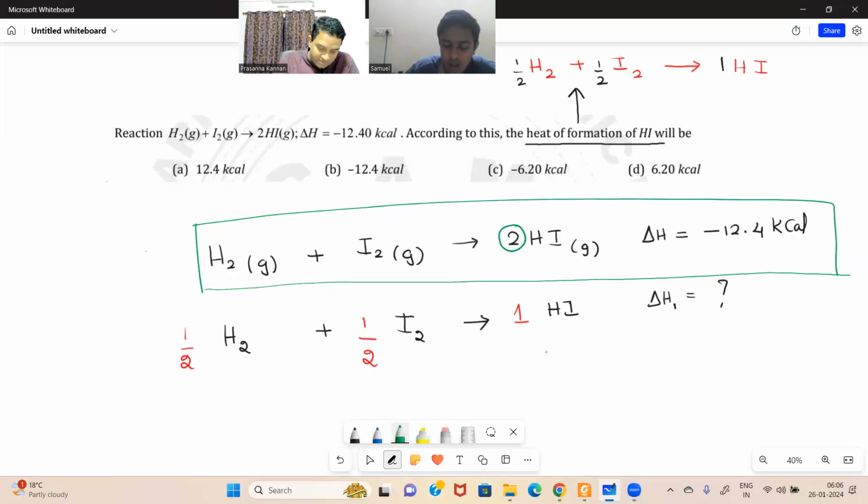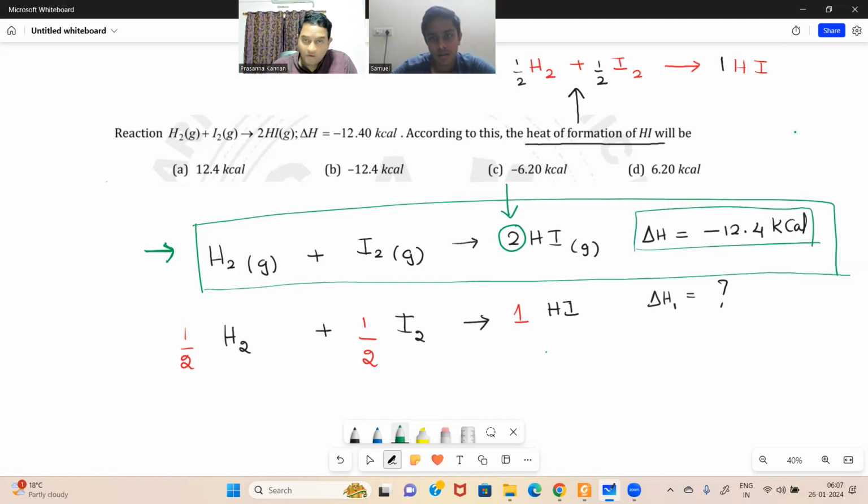So what is this equation? Can you tell me what this reaction is? This reaction I have marked in green. Read it carefully and tell me. The heat change involved in formation of 2 moles of HI from its constituent elements, hydrogen and iodine. Very good. So is this the enthalpy of formation? No. So as you rightly said, it is the heat change involved in formation of 2 moles of HI from its constituent elements, correct? So that value is this, correct?